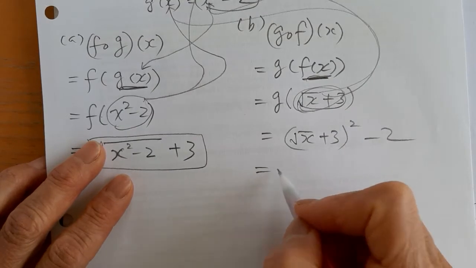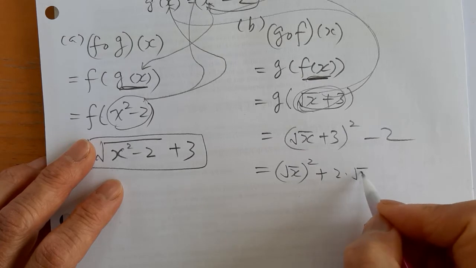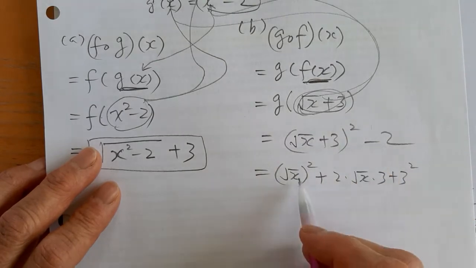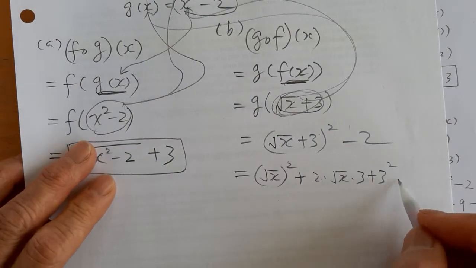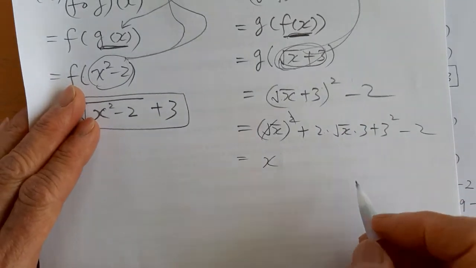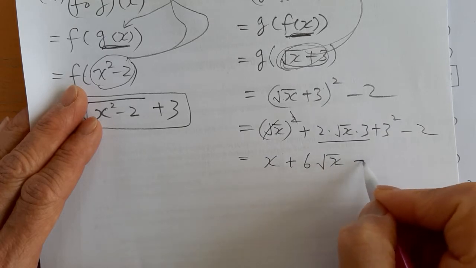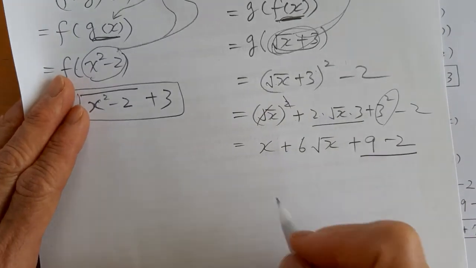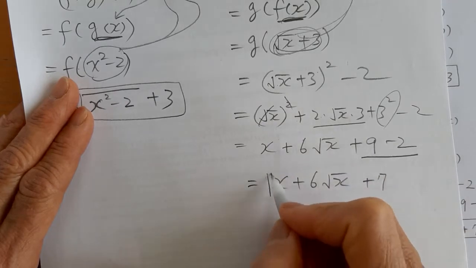Then square it using the formula: a plus b quantity squared equals a squared plus 2ab plus b squared, and minus 2. The square root and the square cancel each other, giving x. 2 times 3 is 6 square root of x, and 3 squared is 9. Then 9 minus 2 combine, so we get x plus 6 square root of x plus 7.